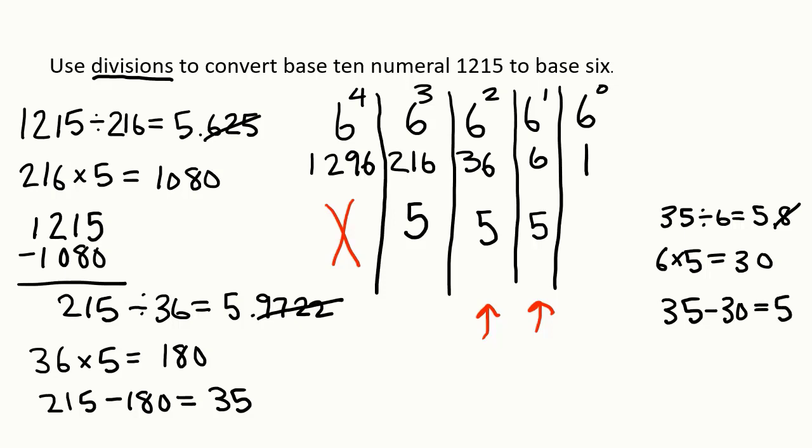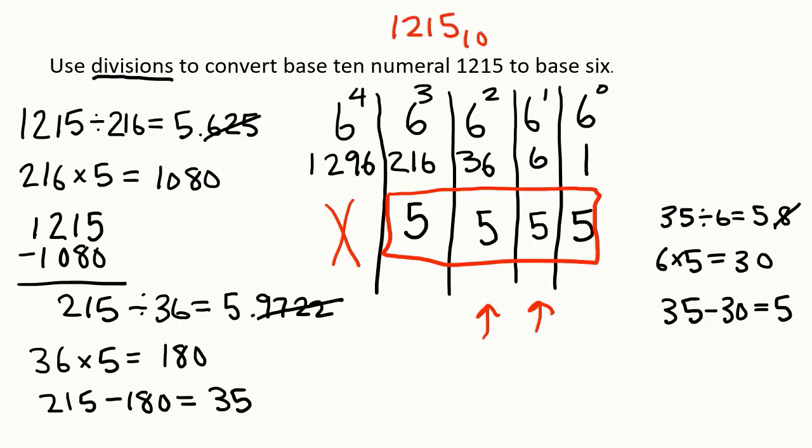So using our very last column, the ones place, to represent those remaining 5 values, we end up with 5 here in the ones place. So our conversion, 1215 base 10 into base 6 system, is: 1215 base 10 is equivalent to 5555 base 6.